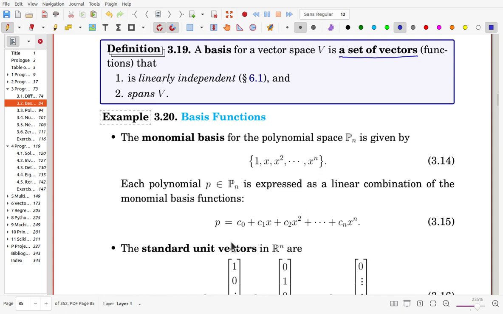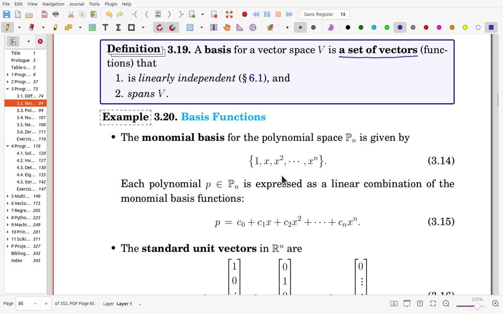functions, any polynomial in Pn can be expressed as 1 times C0, C1 times x, C2 times x squared, and so on. We have such a linear combination of these basis functions. So that means that these functions are spanning the polynomial space.